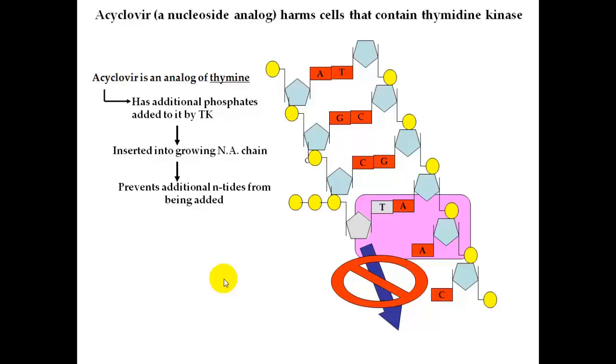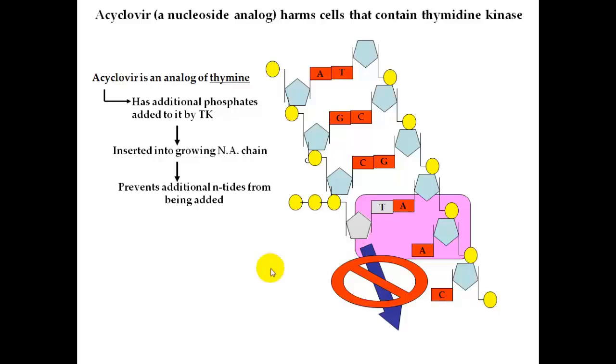We just said a few minutes ago that our cells normally have thymidine kinase. So wouldn't it be possible for our own cells, because they normally have thymidine kinase, to be harmed by this drug? Because that drug can just as easily be inserted into the DNA of a healthy cell as compared to a virus-infected cell.